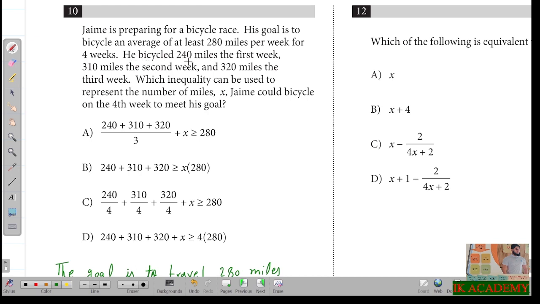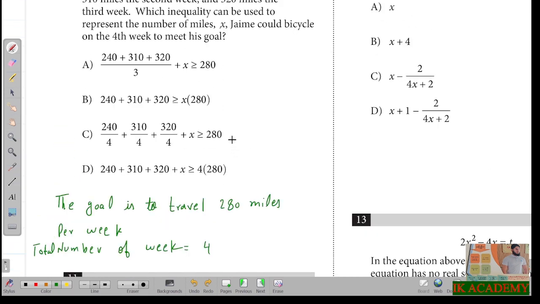He bicycled 240 miles the first week, 310 miles the second week, and 320 miles the third week. Which inequality can be used to represent the number of miles x Jim could bicycle on the 4th week to meet his goal? How much he has to travel the 4th week to achieve the goal of traveling 280 miles per week? Let me solve it here in this space.